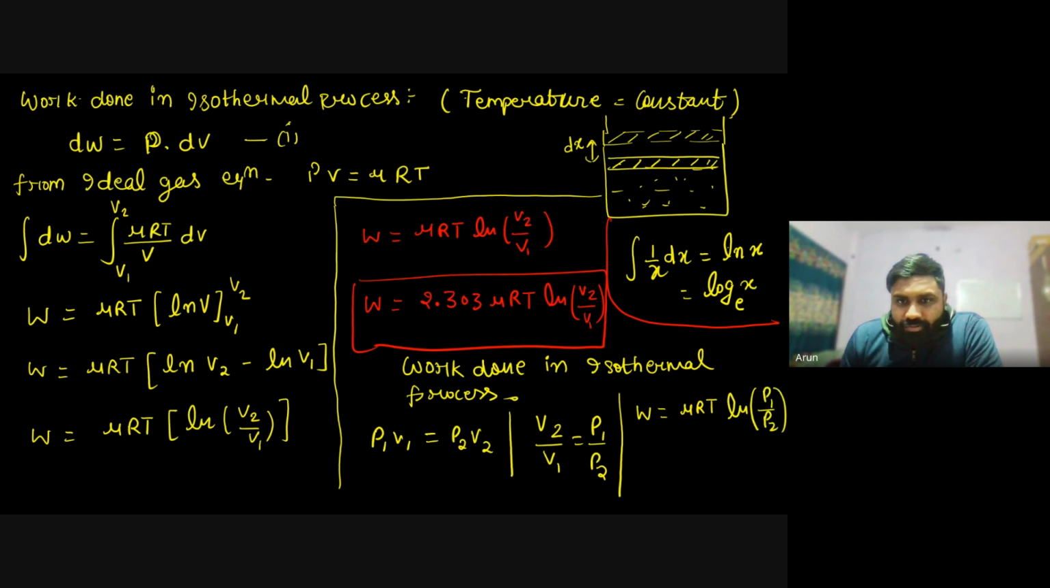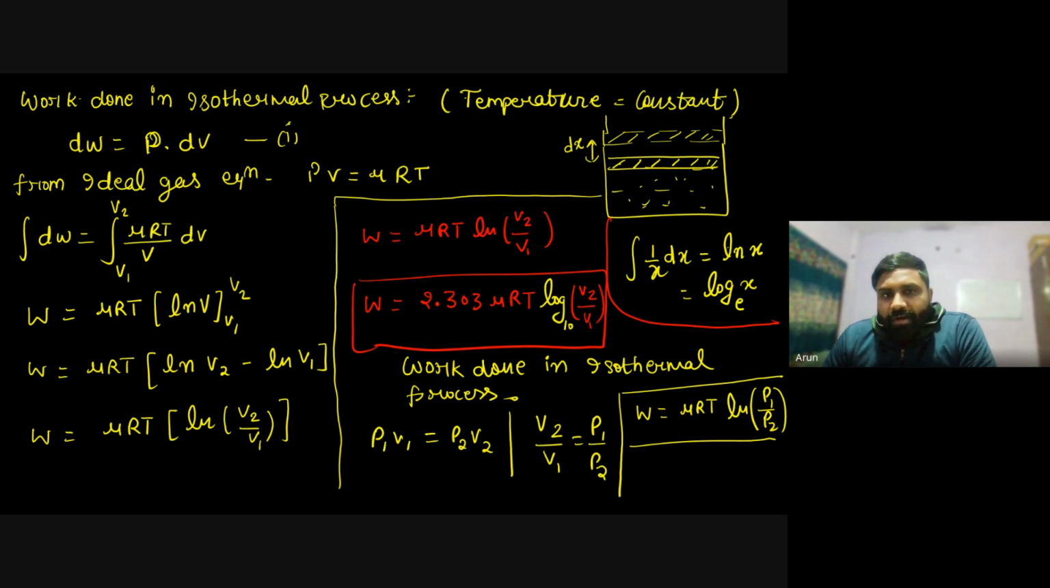So what is given in your question, according to which you will select the work done formula. In the final expression it is log base 10, because we have converted this ln by multiplying by 2.303 and we have converted this ln into log 10. So this is the work done in isothermal process. Take the screenshot of this expression. Then we will move further.